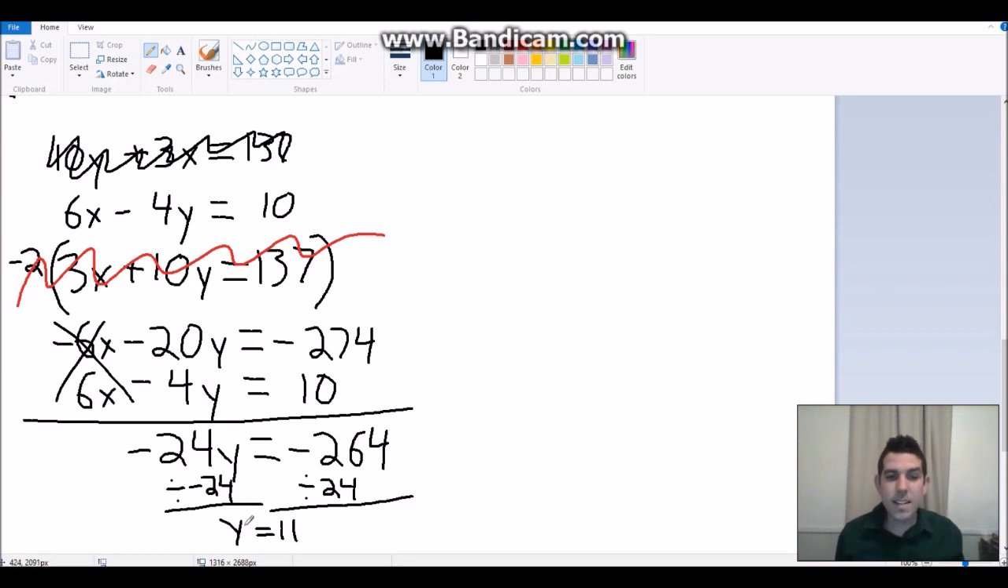And then lastly, yes, I do have to take that y equals 11 and plug it back into one of my equations. Doesn't matter which equation I plug it back into. No, it doesn't. So let's just choose this one right here, seems good enough. So let's go 6x minus 4 times, well, y is now 11, equals 10. 6x minus 44 equals 10.